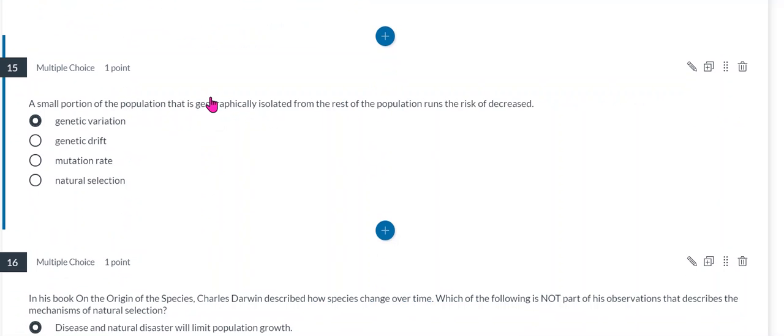A small portion of the population that is geographically isolated from the rest of the population runs the risk of decreased genetic variation, because there's not quite a lot of chance for that population to mix. The best example is the Amish population. There is not much variation in that because they just live by themselves. They do not marry in or out, so inbreeding is pretty much happening. So there's less genetic variation.